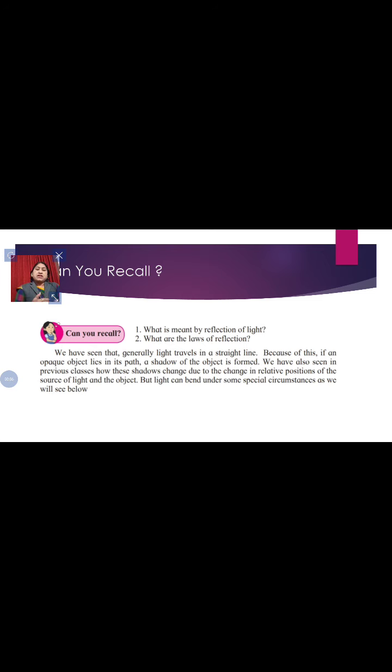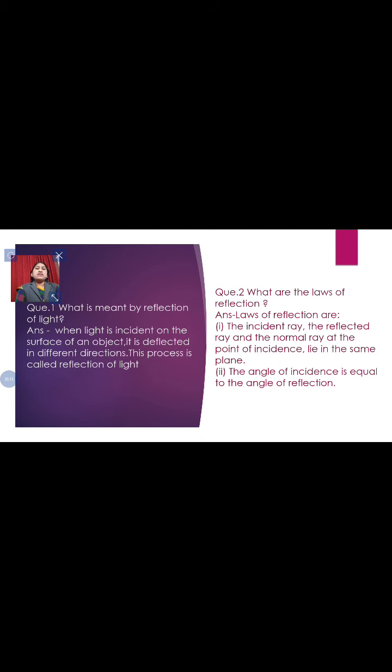But before that, some questions are given here. That means two questions are given here. What is meant by the reflection of light? See the answer of that question. What is meant by reflection of light? When light is incident on the surface of an object, it is deflected in different directions. This process is called reflection of light.